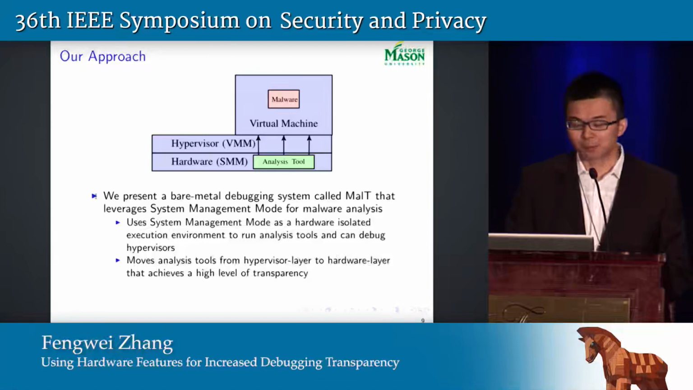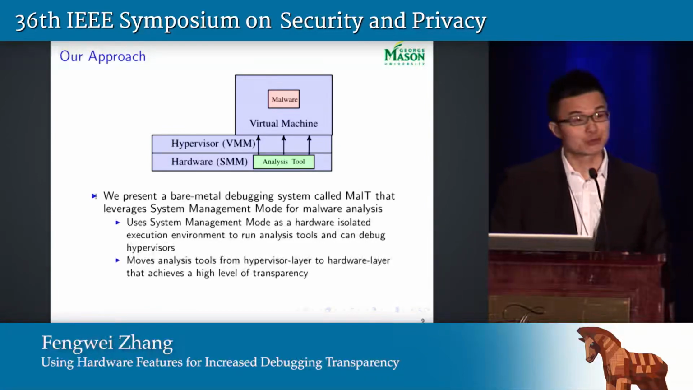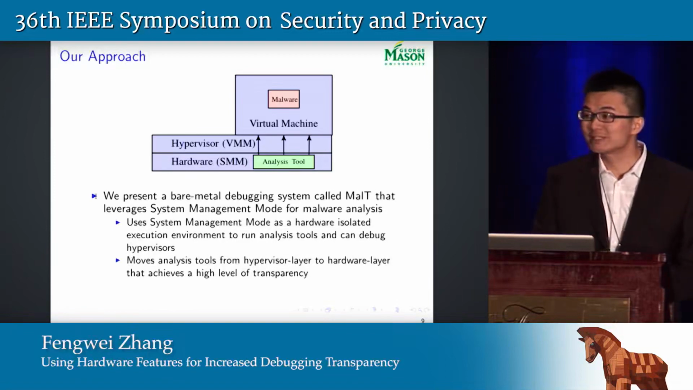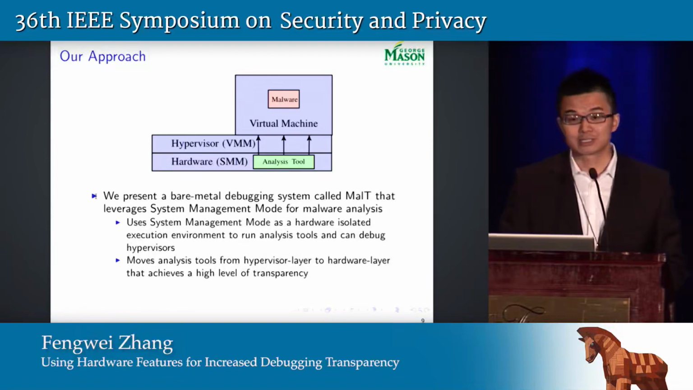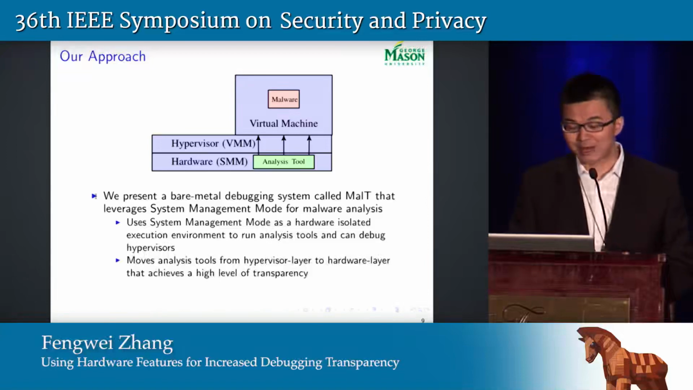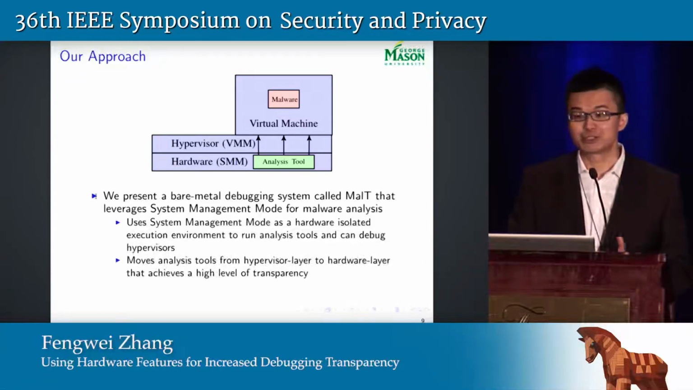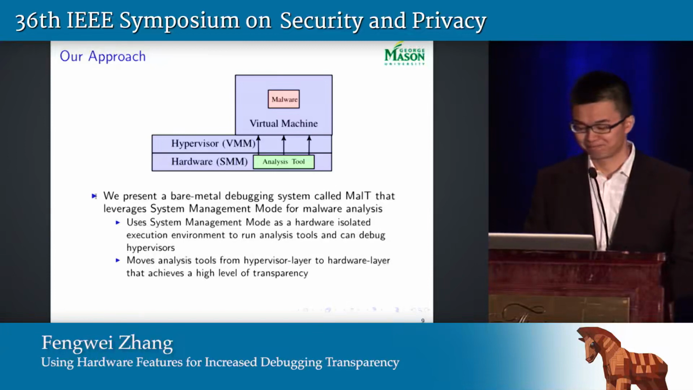So in light of this problem, we present a bare metal debugging system called MOUT that leverages system management mode for malware analysis. It basically uses system management mode as a hardware isolated execution environment to run the analysis tool, and it is capable of detecting hypervisor-level rootkits. Basically, our approach moves the analysis tool from the hypervisor layer to the hardware, which can achieve a higher level of transparency.